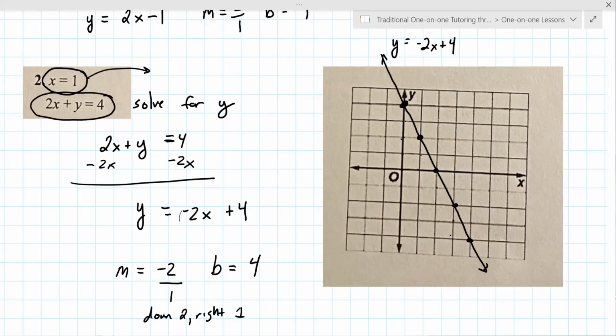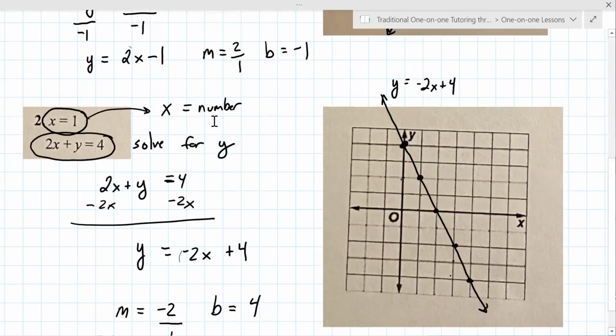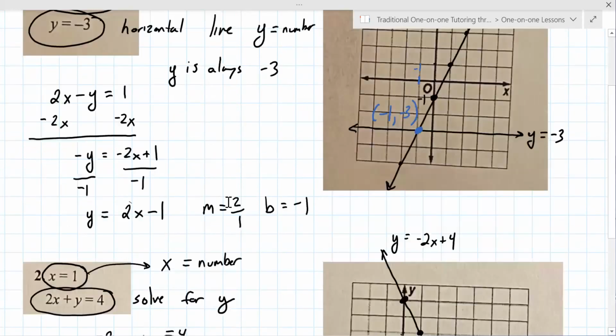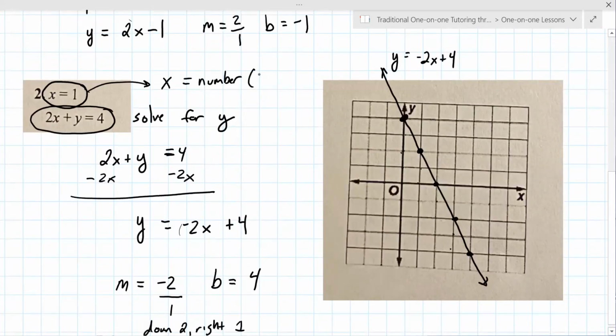Okay, got that down. So the first equation is x equals a number. If you go back and look at the previous problem we did, it was y equals a number. When it's a y, that's a horizontal line. But when it's x equals a number, this is a vertical line. So x equals 1 is a vertical line, and it means that x is always 1.